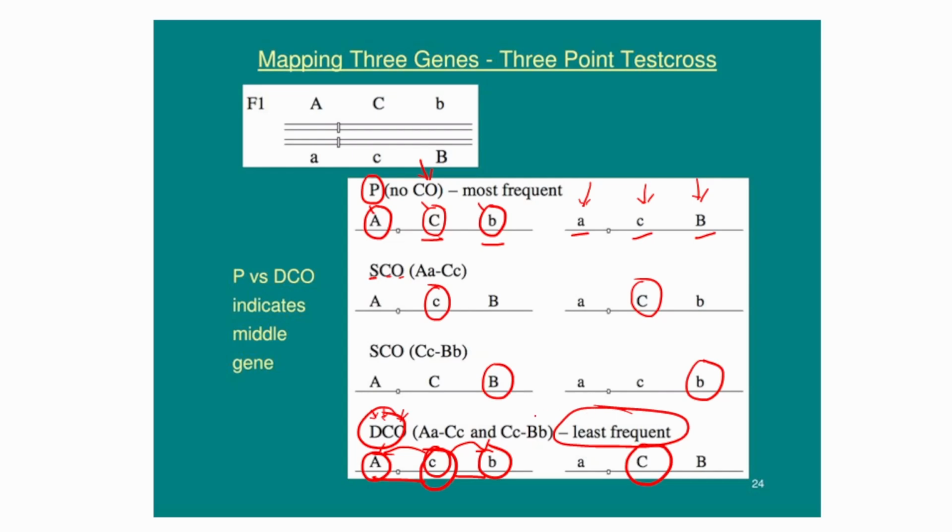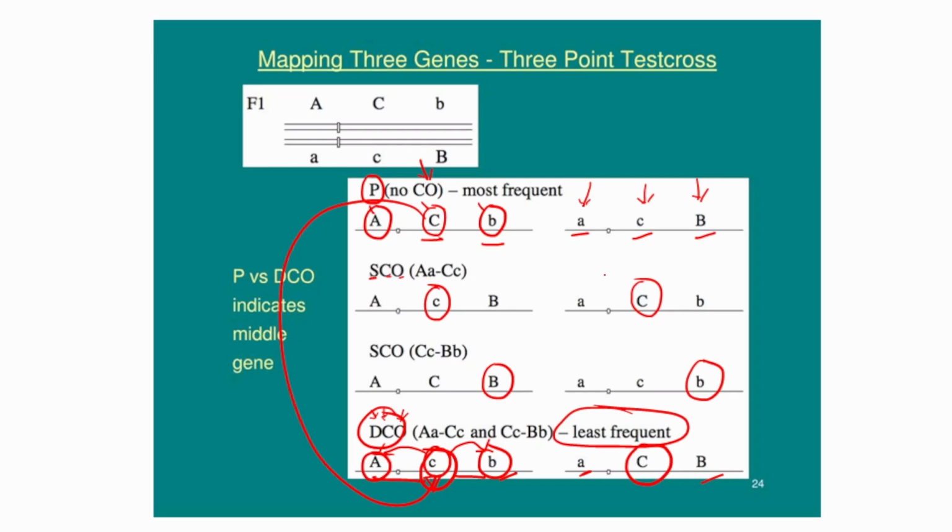This is why in the double crossover row you see capital A still paired with B and small a still paired with capital B, just like the reference one. But capital C has changed from capital C to small c and vice versa. And this is the signature of double crossover. Everything looks parental except the middle gene.